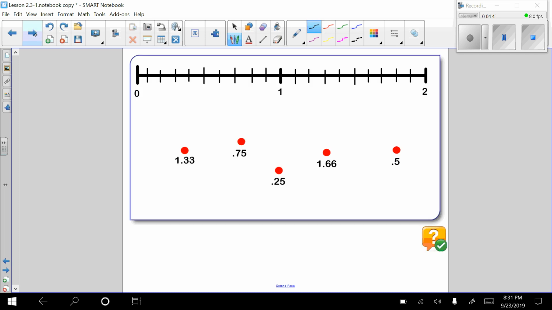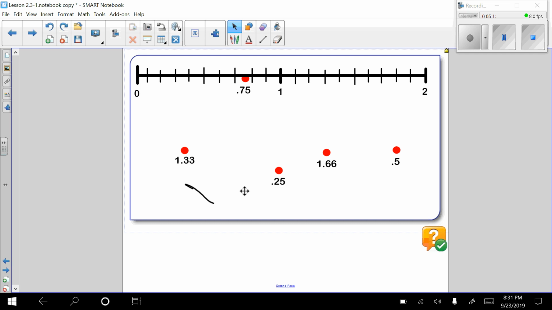Here's a way we could practice. We can go ahead and practice on this number line. If I needed to find 0.75, well, it doesn't have a whole number, so I know to start at 0. I'm going to start at 0. I'm going to count over 7. 1, 2, 3, 4, 5, 6, 7. And then 5 tells me I go halfway. So I'm about right there.